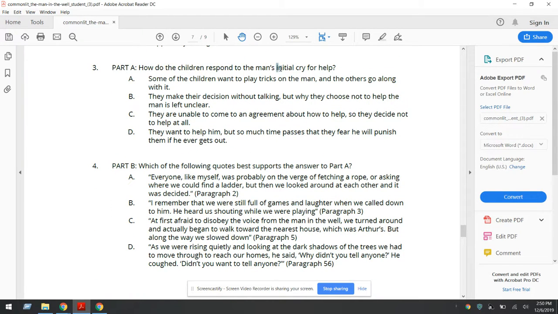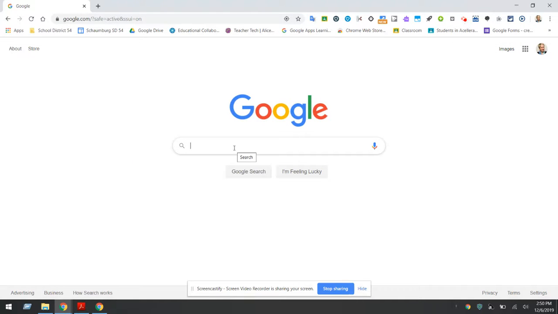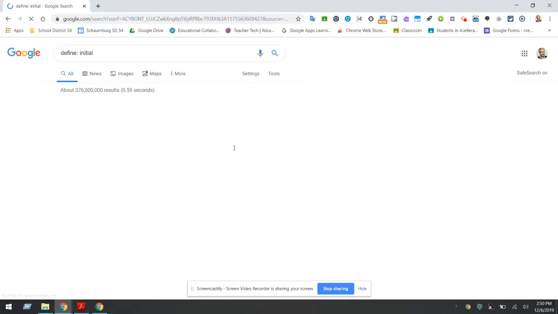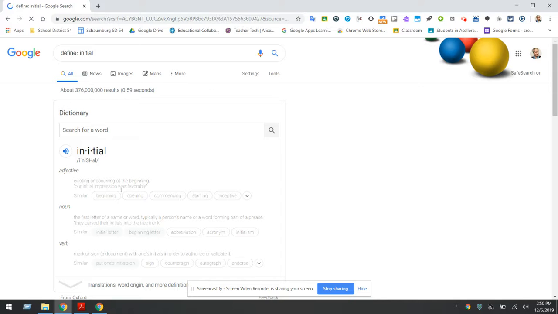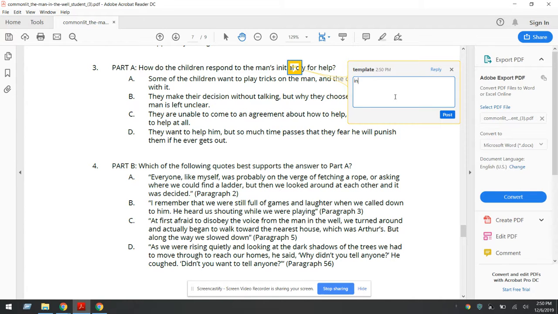Okay, how did they respond to? One thing that I might need to look up is initial, if I don't know that. I could go to Google and look up define initial. Existing or occurring at the beginning. Okay, so initial equals at the beginning of the story.